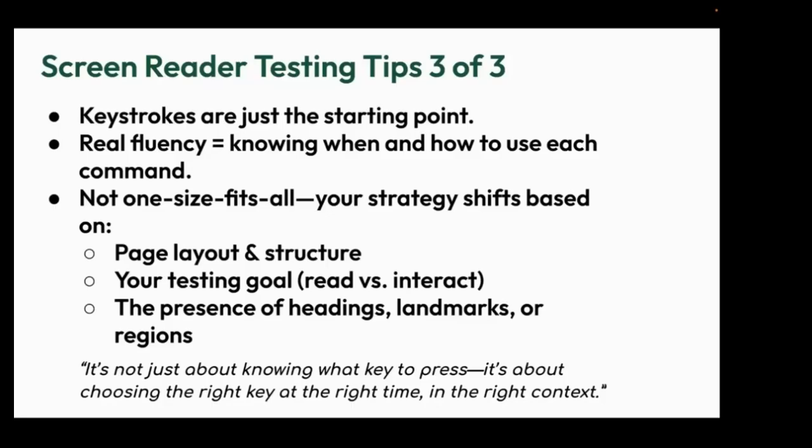For example, jumping by heading is great, if the page is properly structured. But if it's not, you may need to fall back to reading line by line, or even using tab navigation to find interactive elements. Fluency means knowing how to switch strategies based on what you encounter, just like a sighted tester uses their eyes to scan.